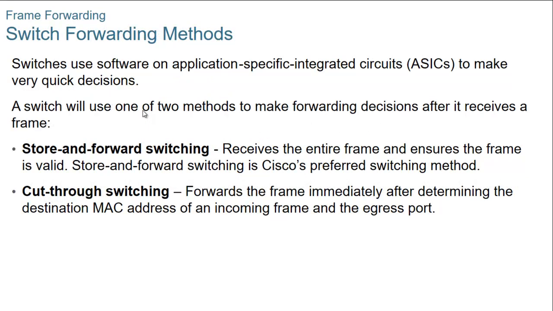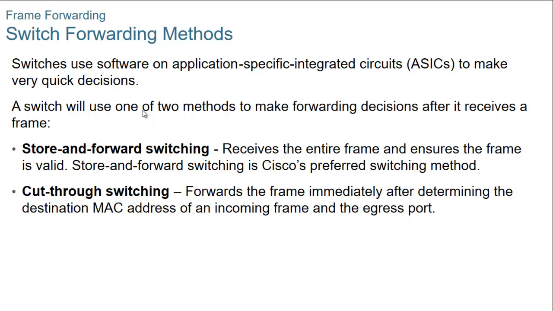Switches use software on application-specific integrated circuits, or ASICs, to make very quick decisions. A switch will use one of two methods to make forwarding decisions after it receives a frame. The two methods are store and forward or cut-through. In store and forward switching, it receives the entire frame, meaning that it will wait until it gets the entire frame before it switches to the destination. It will receive the entire frame and ensure the frame is valid, with no errors. Store and forward switching is Cisco's preferred switching method.